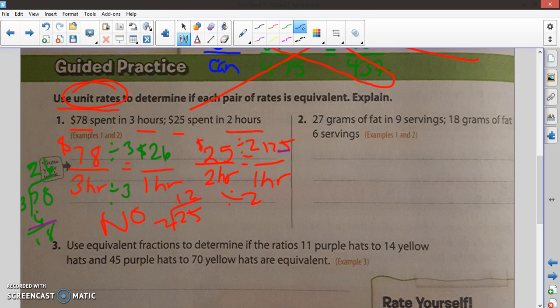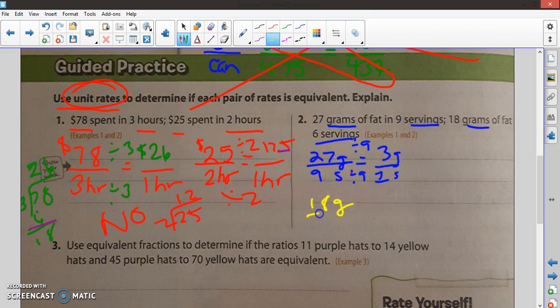Okay, let's check the next one. We're comparing grams to servings. So 27 grams, 9 servings. We gotta find 1 serving, so we divide by 9. We get 3 grams per serving. Let's try the next one.